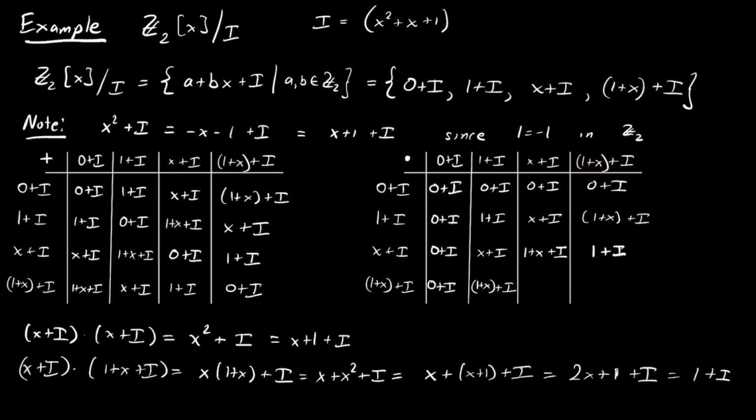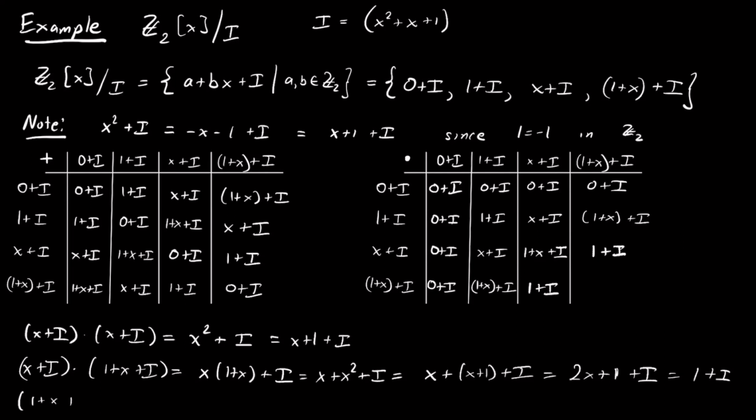Okay, and similarly down here, if I reverse the order of multiplication, I'll see that this guy is 1 plus I as well. Okay, finally, we have this last thing to fill in here, right? I need to do 1 plus x plus I times 1 plus x plus I. So let's do that really quickly at the bottom.